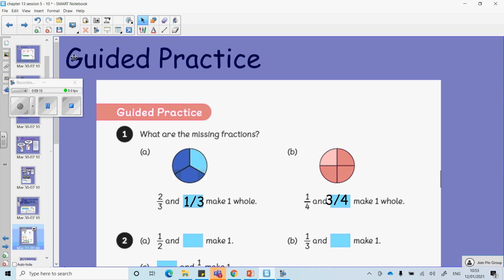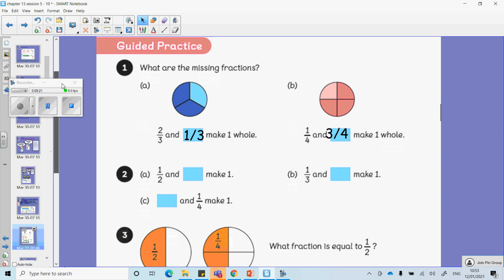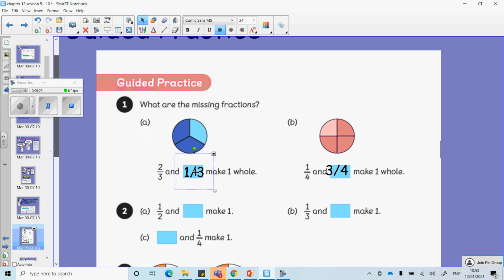Okay, when you get into your independent learning today, it's going to look a little bit like this. So we need to find out what are the missing fractions. I'm just going to get rid of those a moment. Okay, so I've got a picture here of a circle with 2 parts out of 3 shaded dark blue and 1 part out of 3 equal parts shaded light blue. So let's have a look at our sentence.